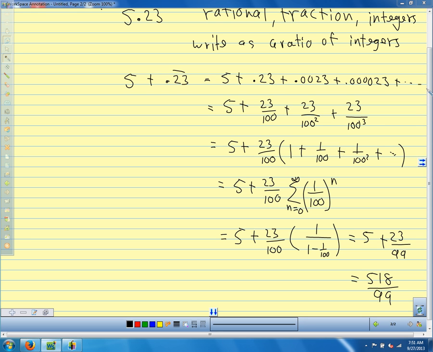All right, so questions on that? All right, we know how to turn any repeating decimal into a fraction of integers. I think that's a really fun thing.